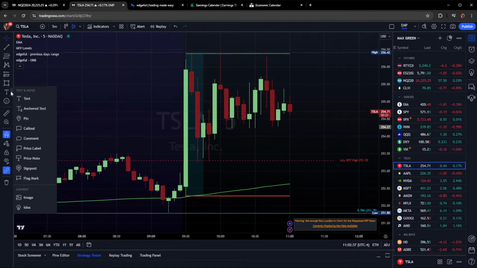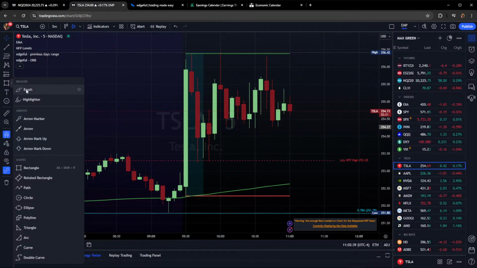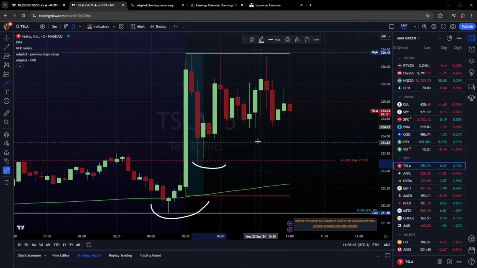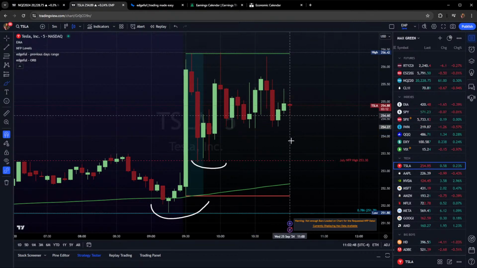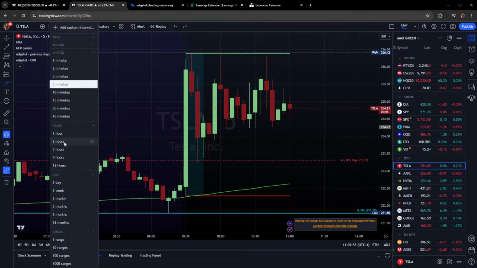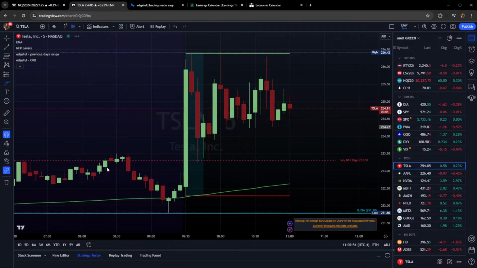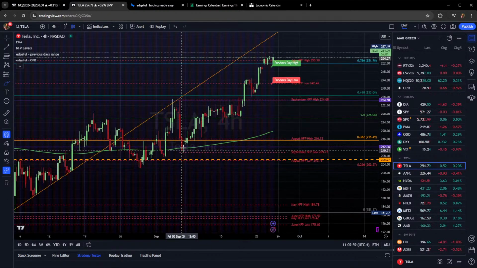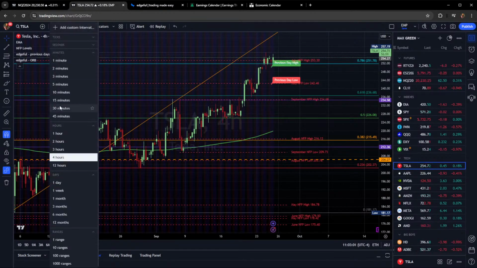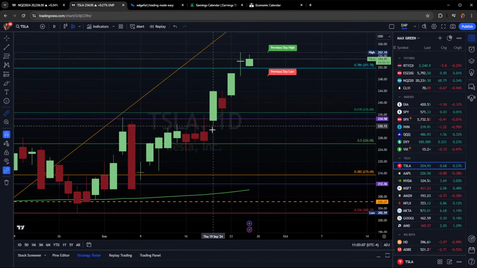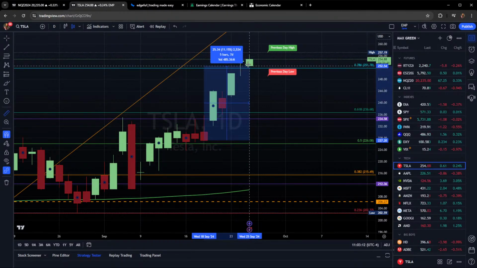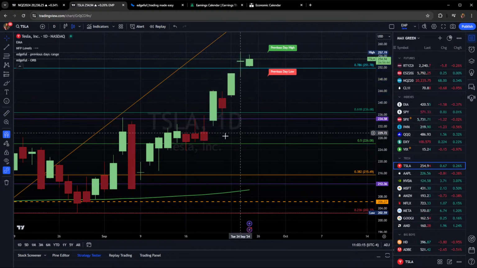Where's my drawing tool? As long as you don't break this, maybe. The problem with Tesla for me is it's just so extended already. With all this consolidation, we've moved up 11, 12, 13% from this area.